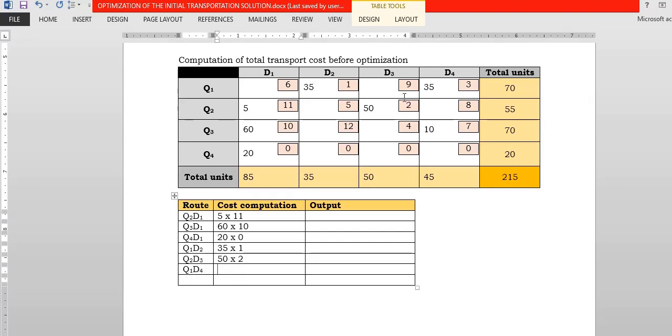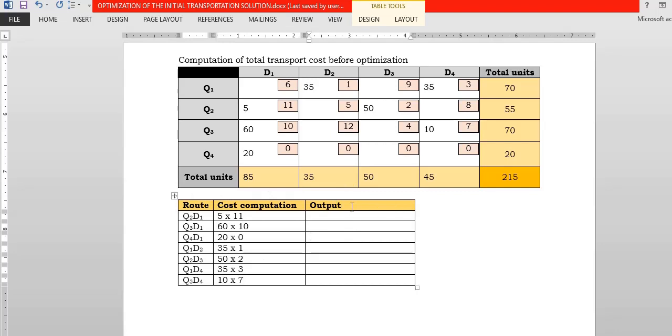which is Q1D4 is 35 times 3. Then we have Q3D4, that is 10 times 7. Alright, so these are the initial computations.